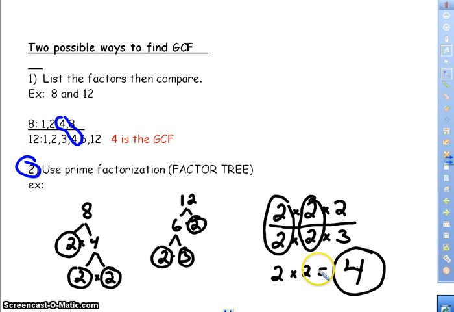What you'll see me do today is a lot more of the prime factorization method on your own. If you want to press pause and do it using the listing the factors method, you're more than welcome to do that. And then just compare our answers.